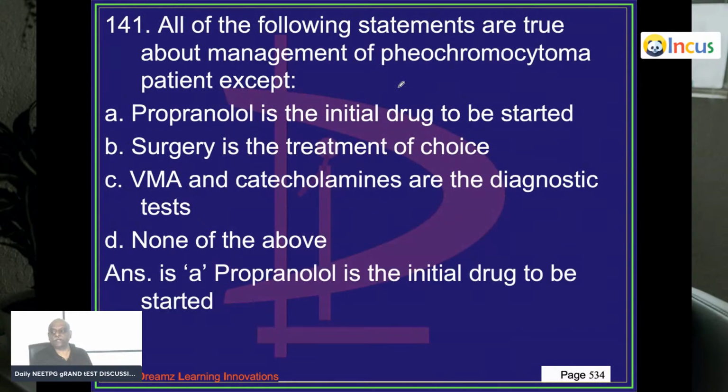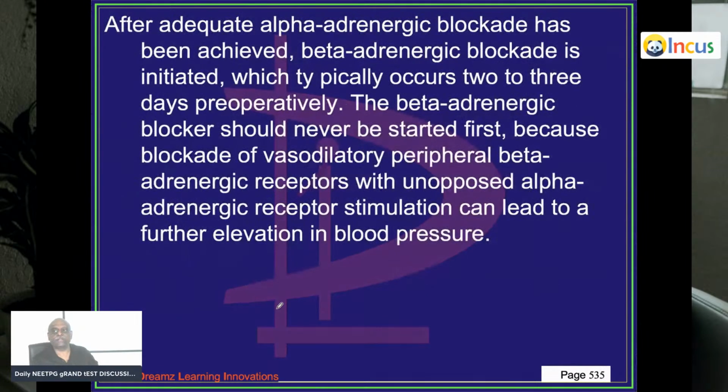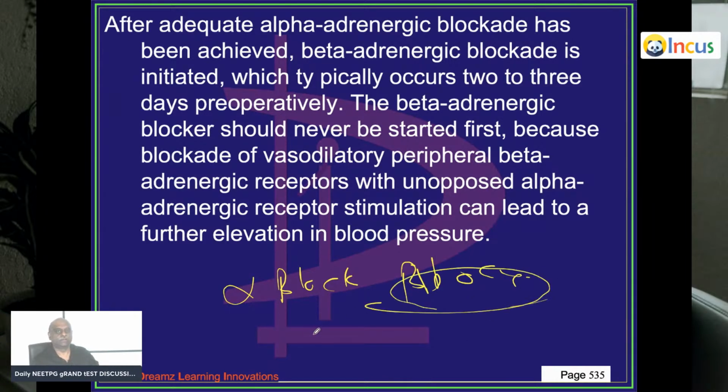About pheochromocytoma patient, pheochromocytoma. First to start, what is the rule in pheochromocytoma? Before beta blockers, what you should start? Alpha blockers. Why? Why not beta blockers first?